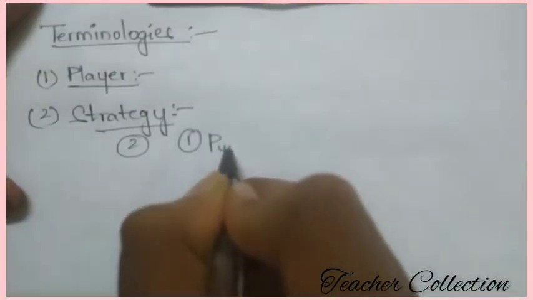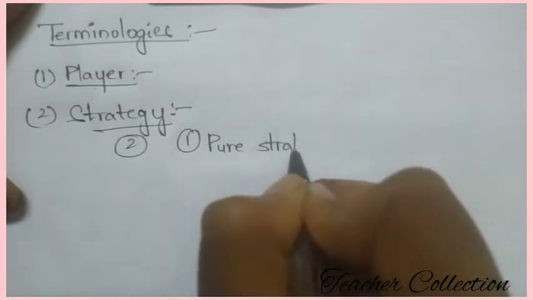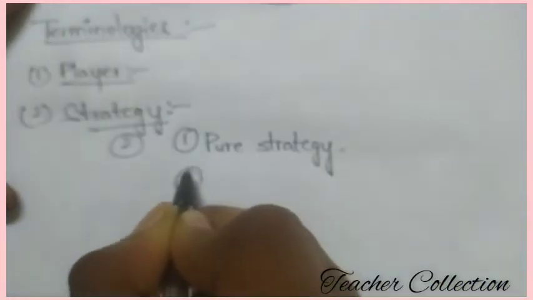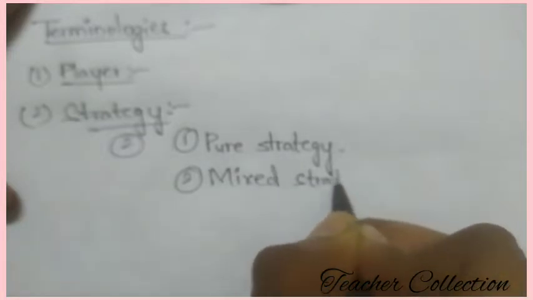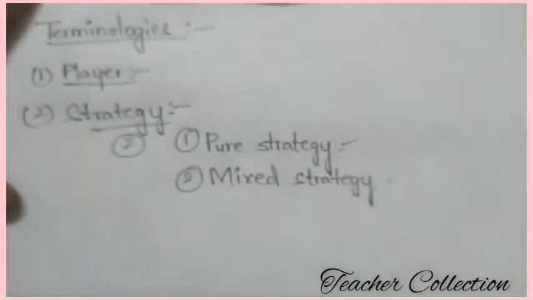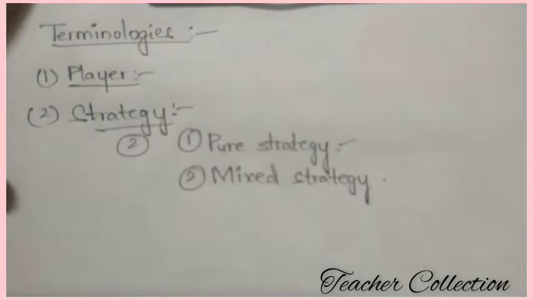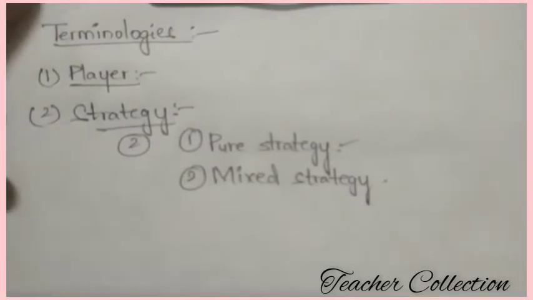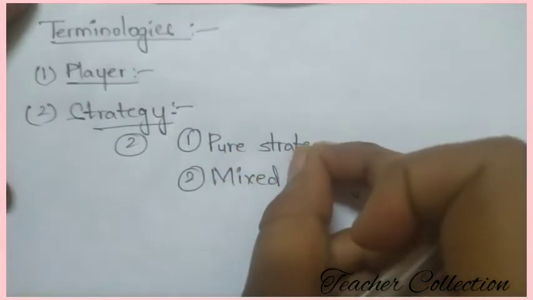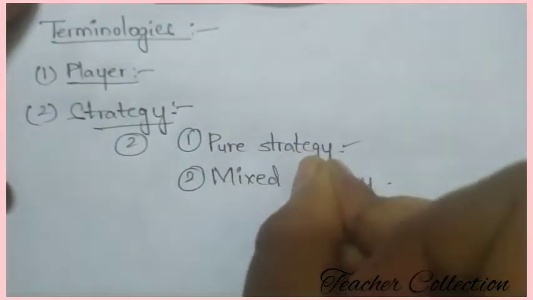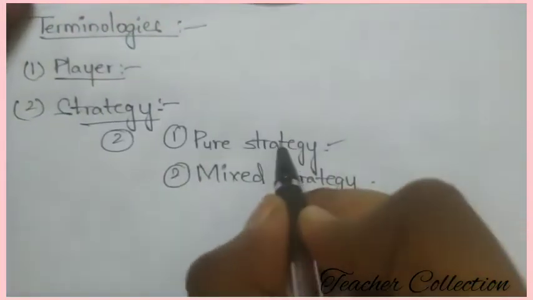There are two types of strategies. First one is pure strategy and second one is mixed strategy. Now pure strategy. If a player selects a particular strategy with a probability of 1, then that strategy is known as pure strategy. If a player selects only one strategy, then it is a pure strategy.